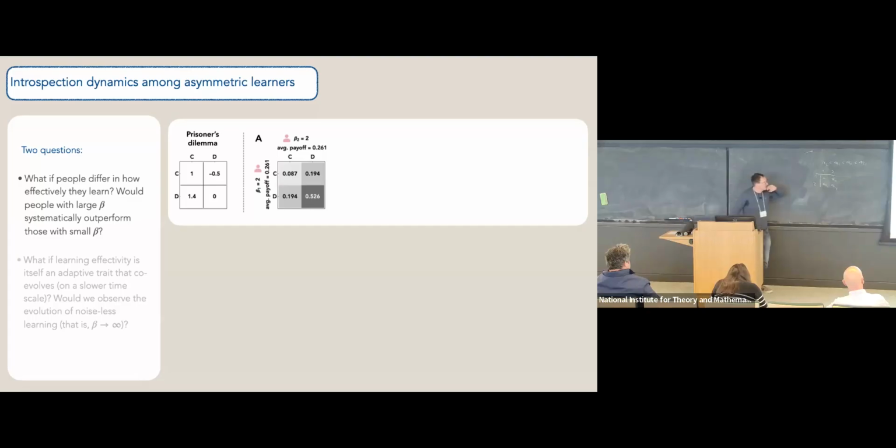We start with the prisoner's dilemma. In the beginning, let's make it simple. Let's assume that both have the same selection strength, which in this case is 2. And here you can see what happens. Because beta is finite, there will be some times in which they both cooperate. But you also see that most of the time they both defect, which makes sense because in a prisoner's dilemma, defection is a dominant strategy.